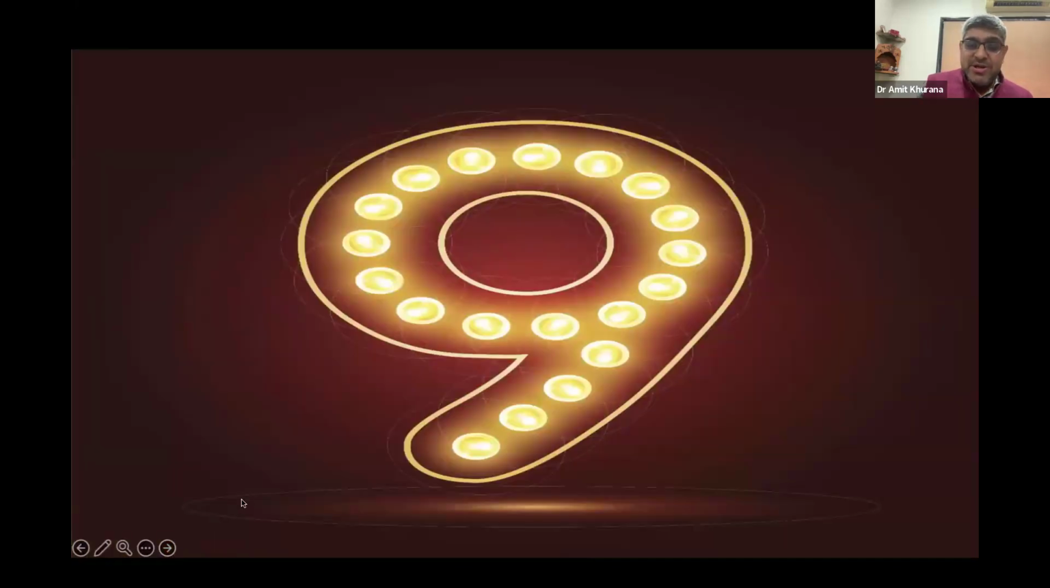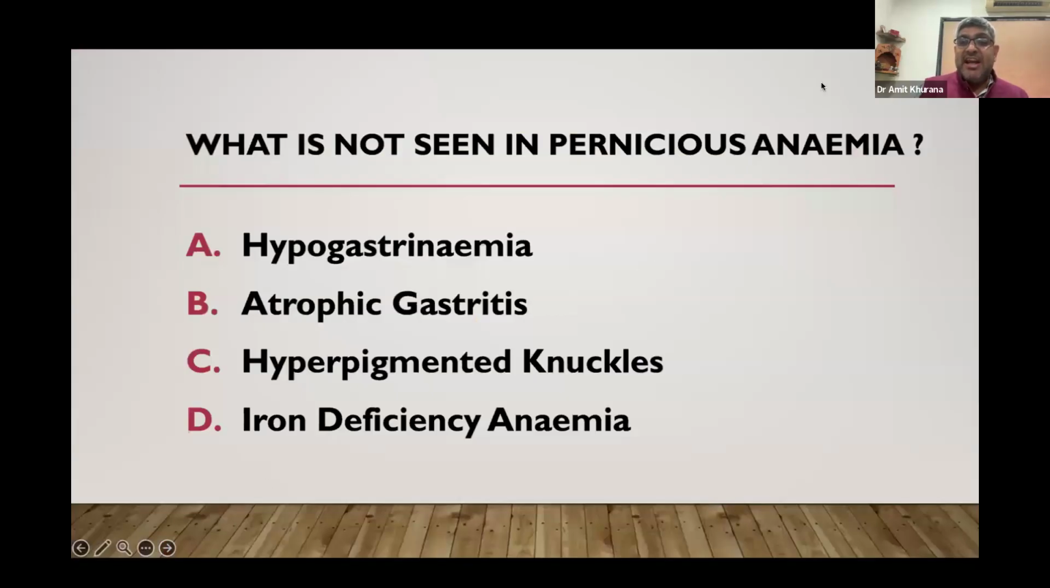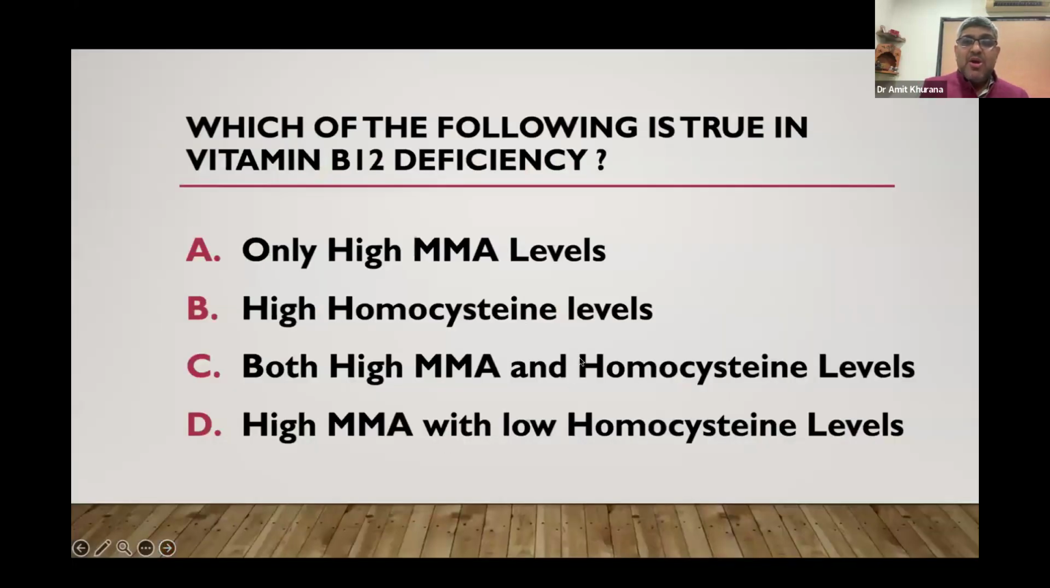Well, the last questions, question number 9. What is not seen in pernicious anemia? Hypogastrinemia, atrophic gastritis, hyperpigmented knuckles, or iron deficiency anemia. And the last question we have is question number 10. Which of the following is true regarding B12 deficiency? A, you will get only a high MMA level, that is methylmalonic acid level. B, high homocysteine level. C, both high MMA and homocysteine levels. Or D, high MMA with low homocysteine levels. Well, this brings us to the end of this quiz.